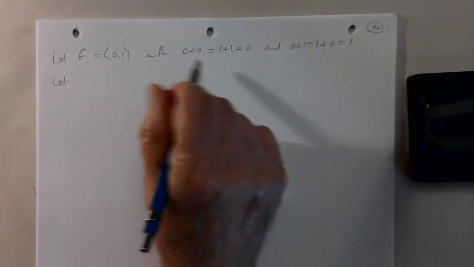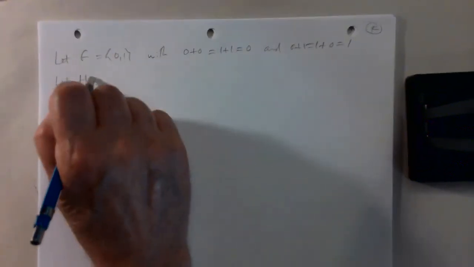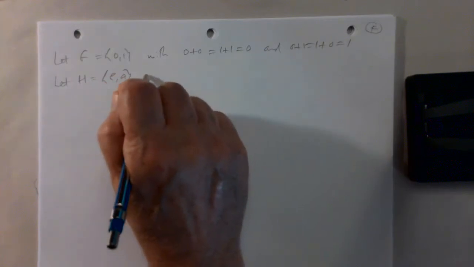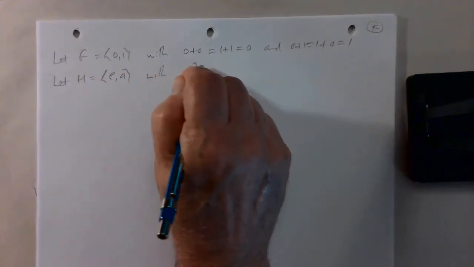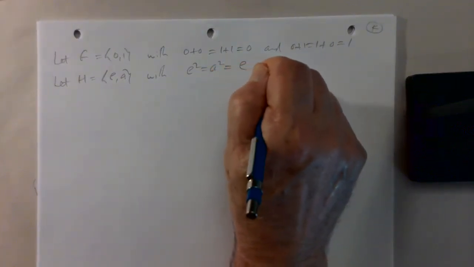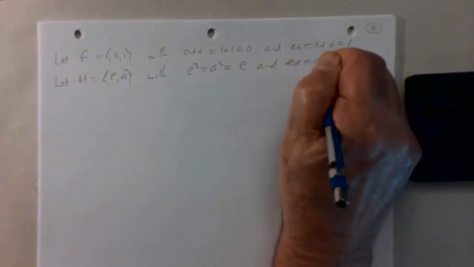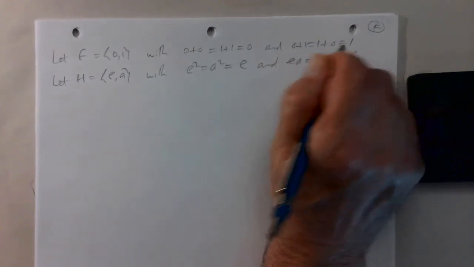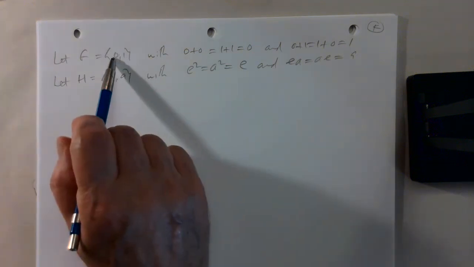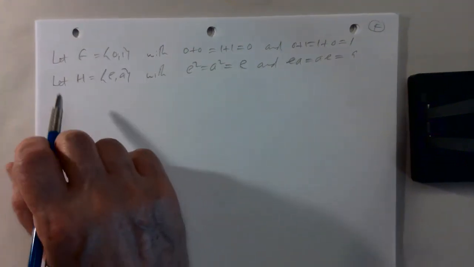So this is an additive abelian group. If you check, you have to check a lot of things, but this is an additive abelian group. Suppose H is a set consisting of the letters E and A with a multiplication. E squared equals E, where E squared means E times E. A squared means A times A equals E. And EA equals AE equals A. So these are different sets, and this has addition as its binary operation, and this is multiplication.